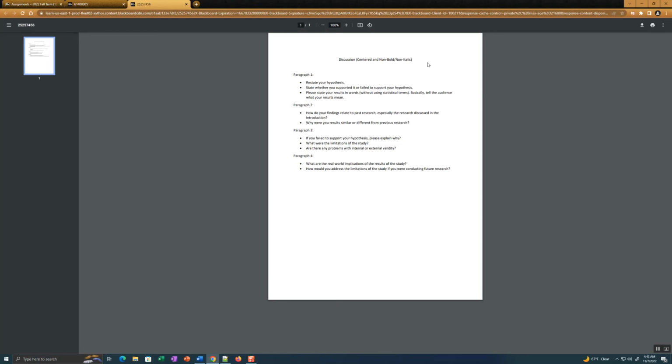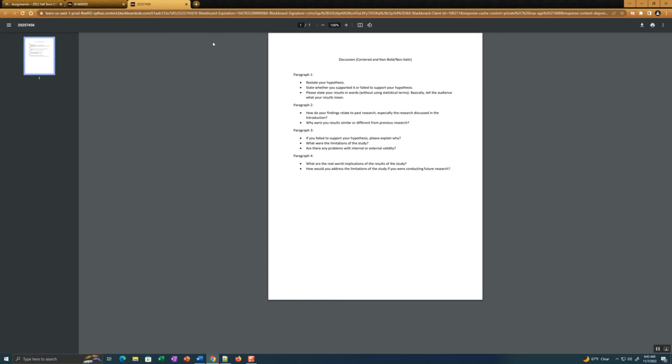Paragraph 2, how did your findings relate to past research? So the stuff that you talked about in the introduction, does the class study result support the stuff you talked about in the introduction or fail to support it? So was it different than the previous research?